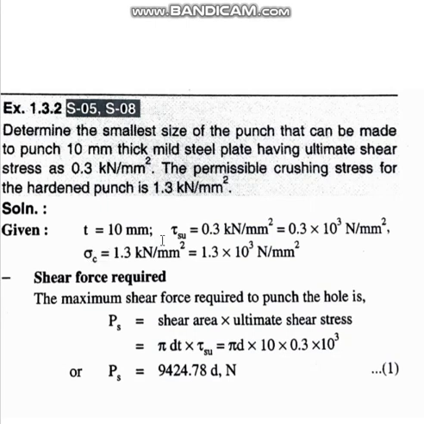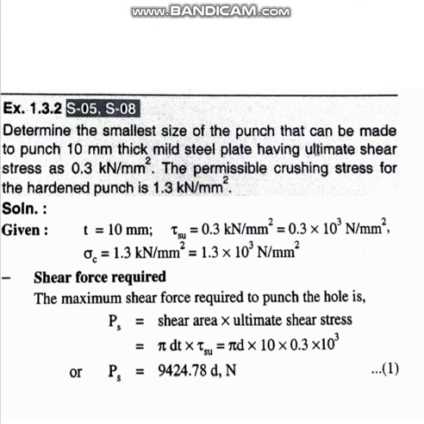I told you before and again I am telling you that shear stresses are given by the letter tau, whereas all the other stresses are given by sigma. Direct stresses are given by sigma. Shear stress is given by tau. And this is crushing stress, so sigma c. C stands for crushing. Sigma c is 1.3 kilonewton per mm square, that is 1.3 into 10 to the power 3 newton per mm square. This much you understood.